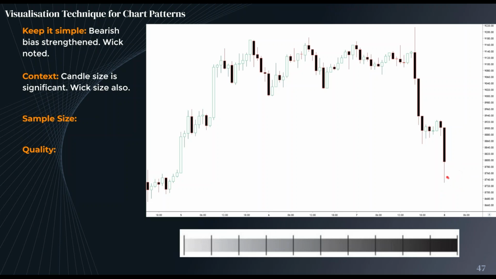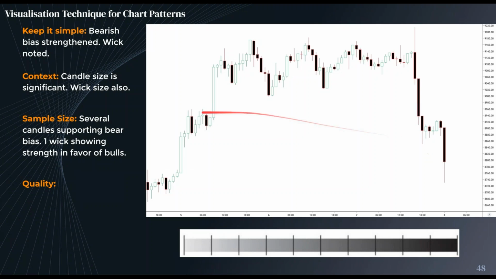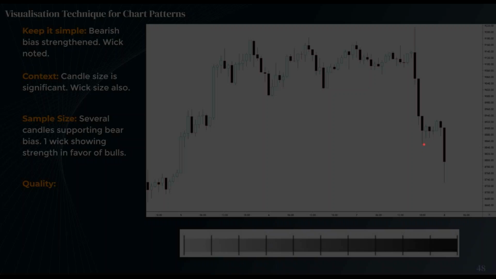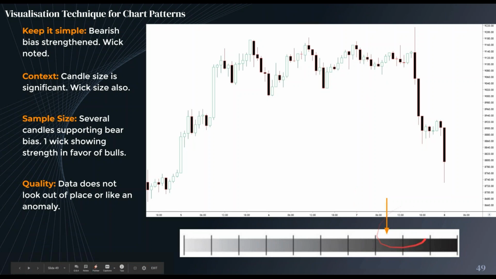The wick is also significant because it's bigger than any move made by the bull army here, or bigger than any of the other lower wicks on the previous candles. So I'm seeing some signs that the bears are losing strength, but without a doubt, this strengthens our bearish bias. Several candles are now supporting the bearish bias. There's only one wick showing strength in favor of the bulls, and that's this one there, and maybe you could argue this one over here. Quality, no anomalies, bearish bias has increased yet again.